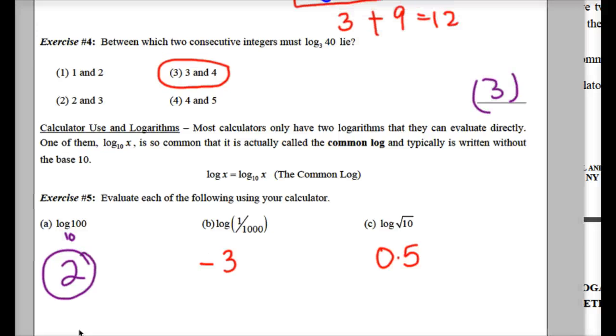So today's lesson was super short and very, very simple because we all can do this on the calculator. You will have your calculator for the Regents. All right, go ahead, do those practice problems, and good luck.